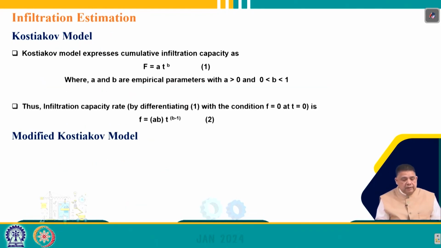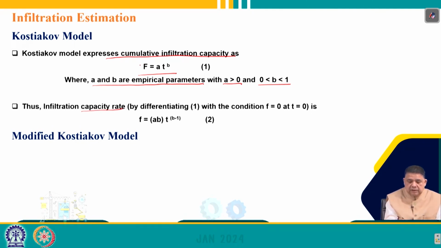Starting with the Kostiakov model. The Kostiakov model expresses cumulative infiltration capacity in this form: F equals A T to the power B, where A and B are empirical parameters with A greater than 0 and B between 0 and 1. This is the cumulative infiltration capacity F. The rate can be expressed by differentiating the above equation with the condition that F equals 0 at T equals 0, that is f equals A B T to the power B minus 1. This is the infiltration rate, and this is the cumulative infiltration.